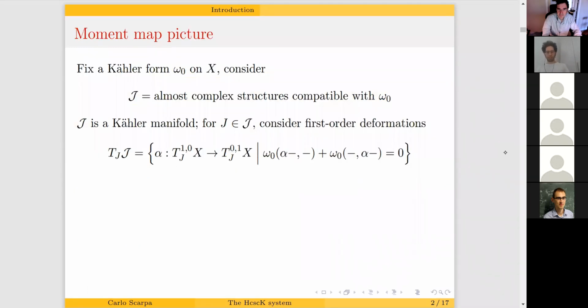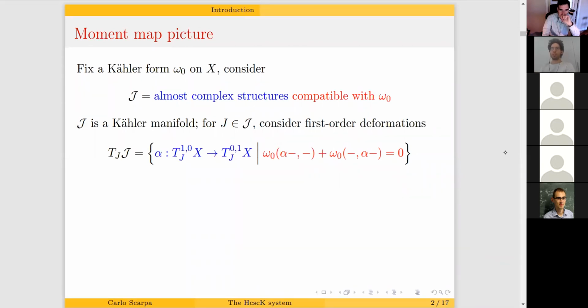Okay, so let me get a bit more into the details of this moment map picture. Our infinite dimensional manifold will be this curly J that is the set of all almost complex structures that are compatible with some fixed background Kähler form on our manifold X. And here you can actually consider just integrable complex structures. It doesn't really change much, and for our purposes is actually more important. So this is a Kähler manifold of infinite dimension, and if we fix a complex structure in J, then the tangent space at this complex structure consists of all first order deformations of the structure.